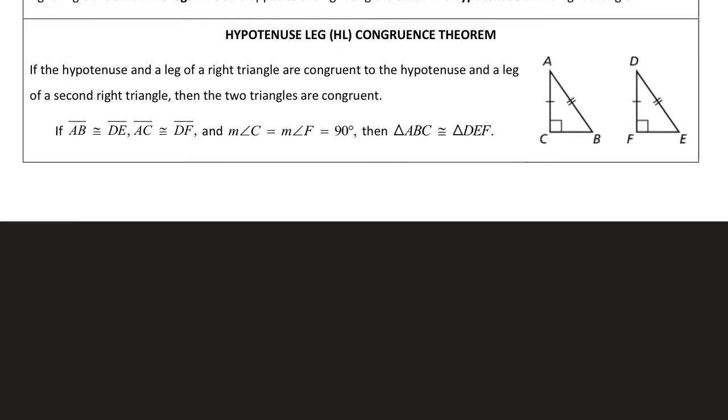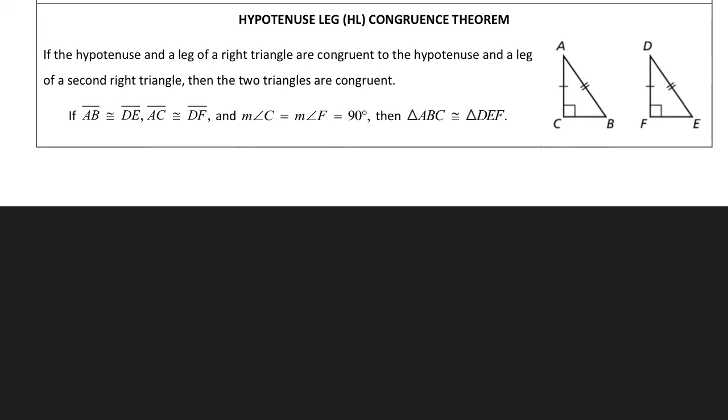So, a quick definition of hypotenuse leg. If the hypotenuse and leg of a right triangle are congruent to the hypotenuse and leg of a second triangle, they are congruent. So in this triangle, ABC, AB is the hypotenuse, AC is the leg. In the other triangle, DE is the hypotenuse, DF is a leg. So AC and DF are congruent, AB and DE are congruent, and this is a right triangle. So that means that they are congruent. If this were the same situation and these were not right triangles, they would not be congruent.